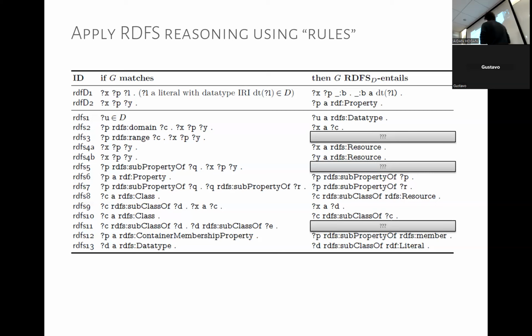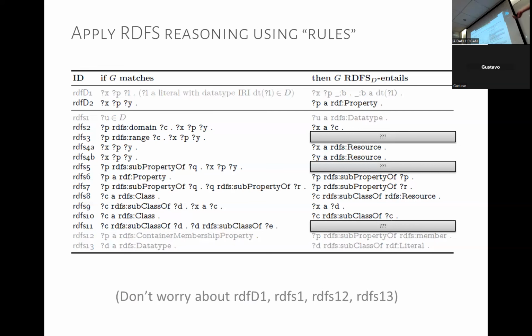Yeah. So we have one here, which is RDFS3, which we need to figure out. We have P range C, X P Y. That's the body of the rule. That's the thing we need to match. P range C, X P Y, what could we infer from that case? We can infer that Y is of type C. Yeah, Y is of type C. Okay, so sorry, some things are grayed out because they're for certain features that are considered more syntactic, but okay. So we have Y a C.